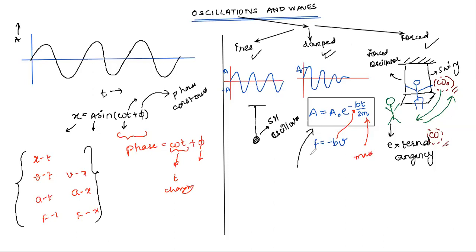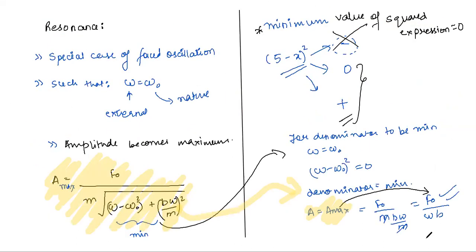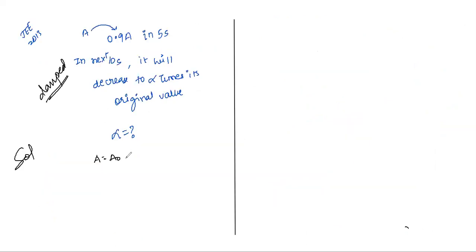A is equal to A naught e to the power minus bt by 2m. So A is equal to A naught into e to the power minus bt by 2m, correct? Yes, sir. Now what we can do is let us take this b by 2m as some constant k.